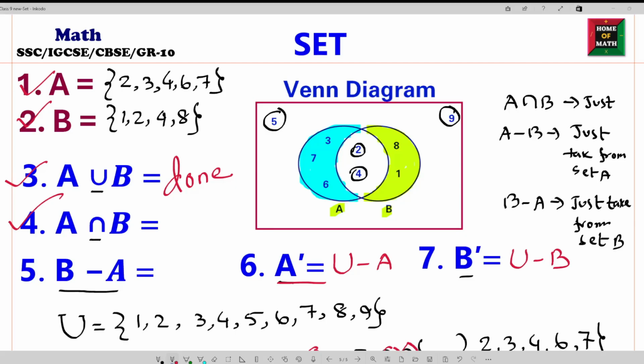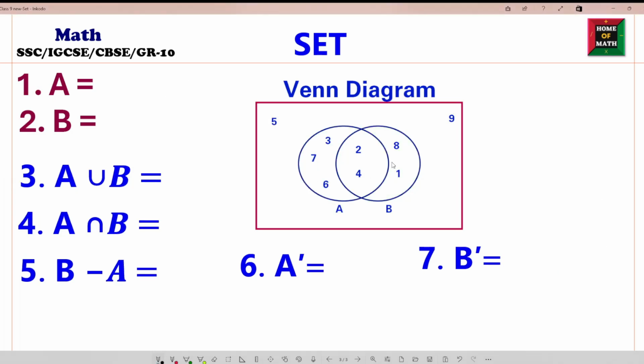This video we are going to discuss about Venn diagram. Let's start. Here is one Venn diagram. Look, in the rectangle there are two circles, one is A, another one is B. A has some numbers, B has some numbers. By this diagram we are trying to solve A union B, A intersection B, difference set of B and A, complement set of A and complement set of B.